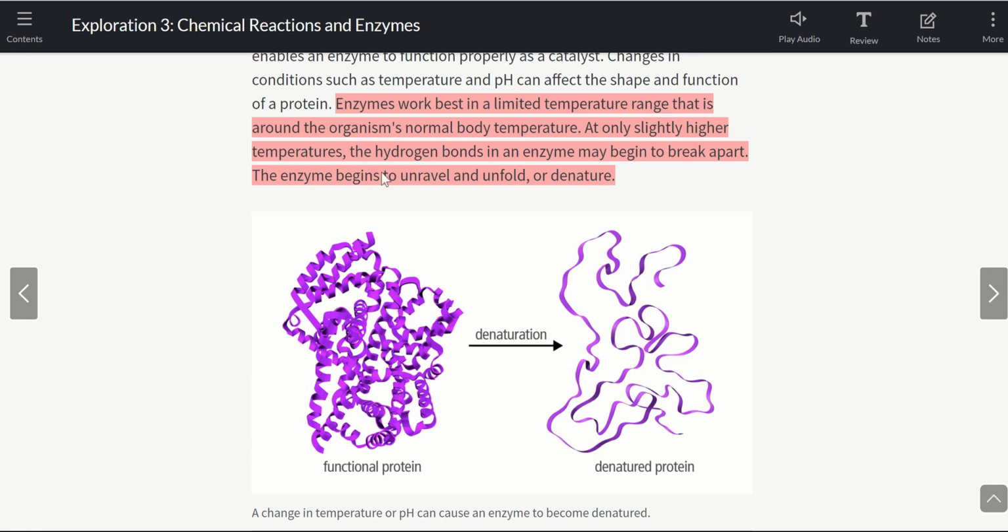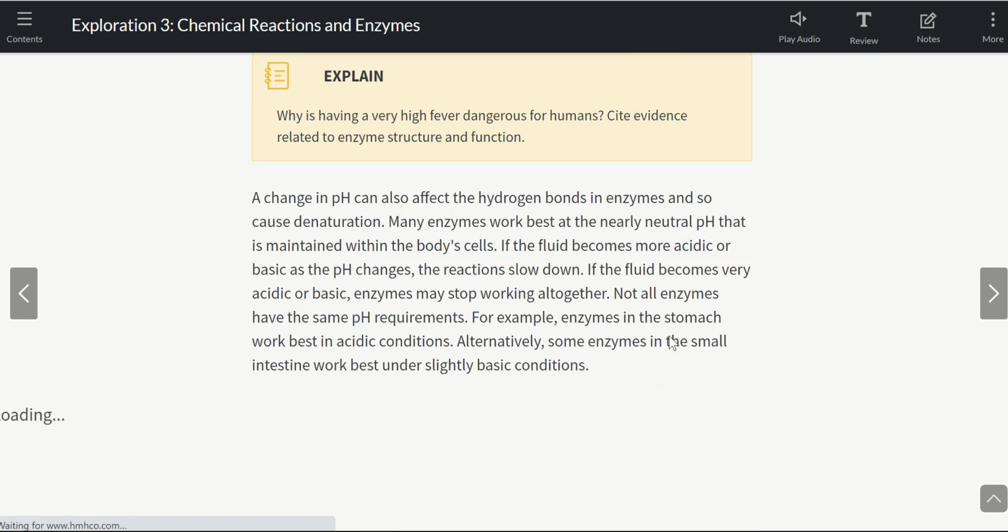Okay, here's an example. It says enzymes work best in a limited temperature range. So if it gets too hot, what's going to happen is this is what the enzyme looks like. But if you get too hot or you cook the protein, it's going to denature. And denature means it's going to basically lose its shape and not work. So this enzyme is going to work properly. But when the enzyme looks like this, it's not going to work properly, and it's not going to be able to do its job. Okay?